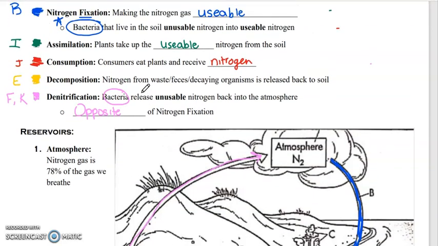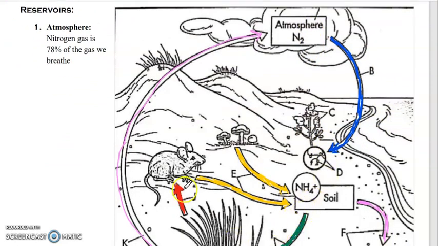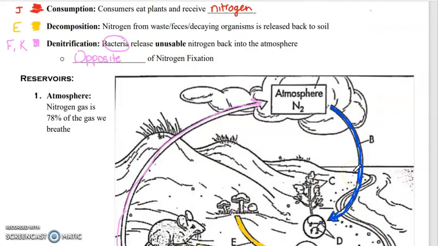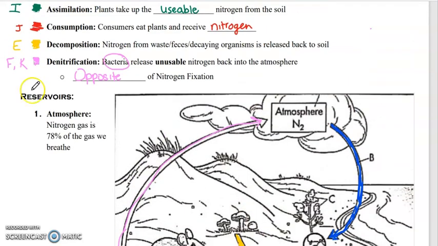So that is our process. We start with this unusable form, which moves to usable through nitrogen fixation. It moves to plants through assimilation, consumption, decomposition. It's back in the soil. And then our denitrification is going to return it back up to the atmosphere. And then again, we always talk about these reservoirs. So in this case, the reservoir where we're going to find most of our nitrogen is going to be the atmosphere. Of course, it's the wrong form for us, but that is where most of our nitrogen is going to be stored.